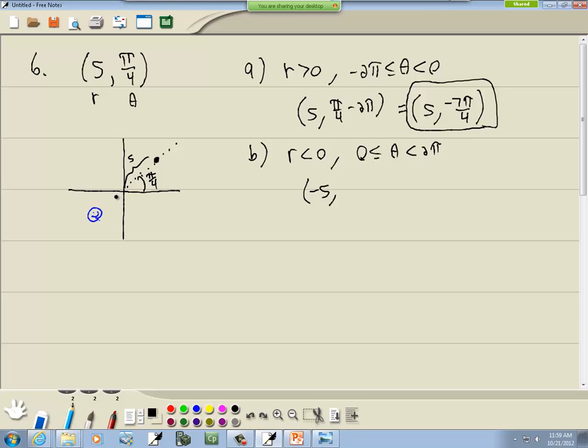Well, if I think about this, here's pi over 4. To get to this angle between 0 and 2 pi, I would just add pi. So I have pi over 4 plus pi. And this is a mixed number form, so we have pi times 4 is 4 pi, plus pi gives us 5 pi over 4. Now our r is negative, and the angle is between 0 and 2 pi. So again, we go 5 pi over 4, which is over to here, and then go negative 5, which goes me back here, which gives me that same point.